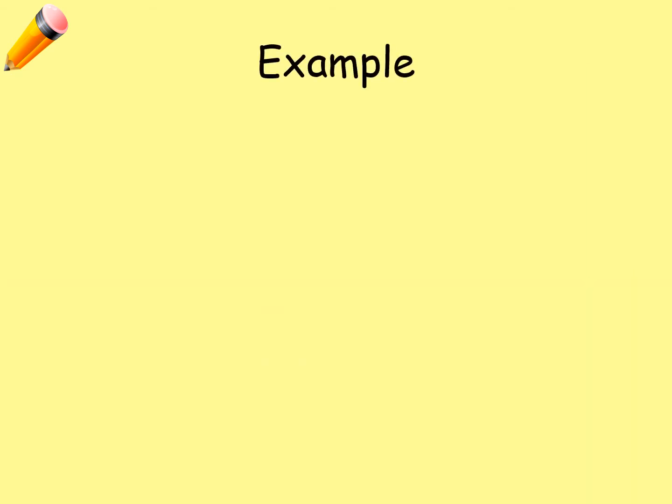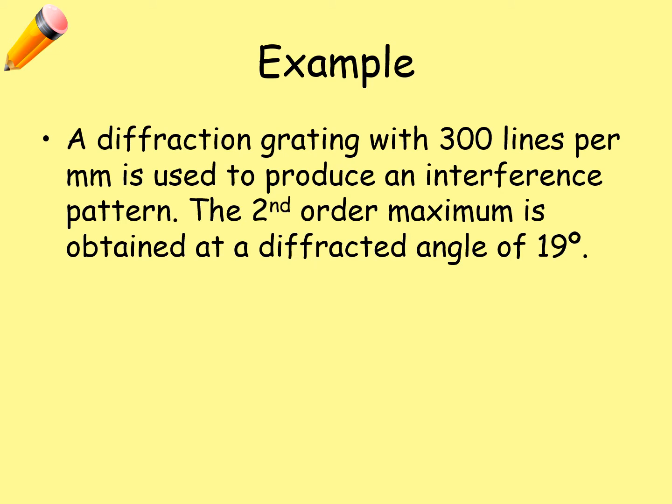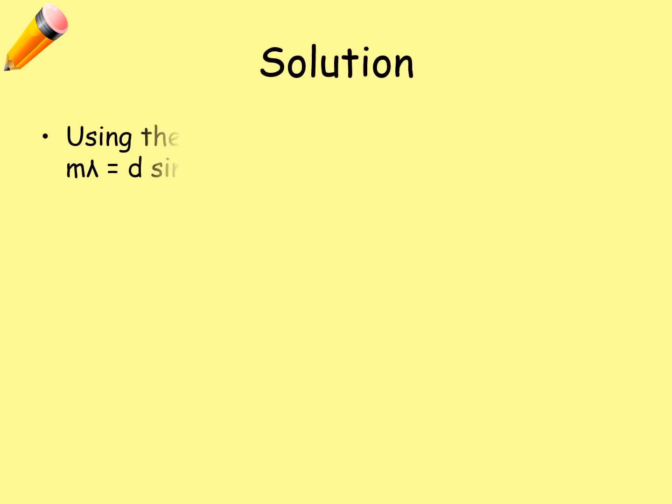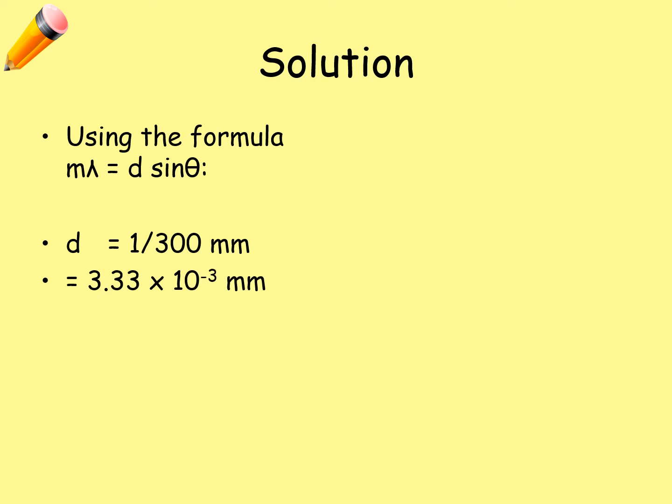Example. A diffraction grating with 300 lines per millimeter is used to produce an interference pattern. The second order maximum is obtained at a diffracted angle of 19 degrees. Calculate the wavelength of the light. Solution. We use the formula m lambda equals d sine theta. First of all, we need to find a value for d. We're given the number of lines per millimeter. We can convert this to find the number of lines per meter. And then that's what we're using to find d.